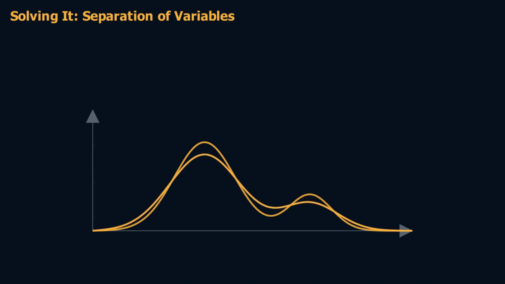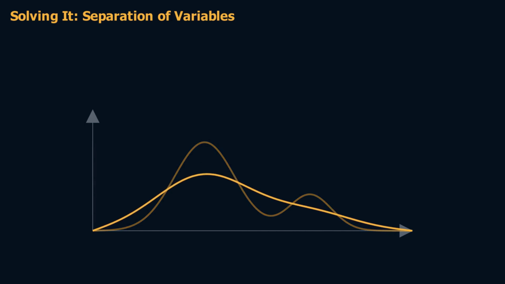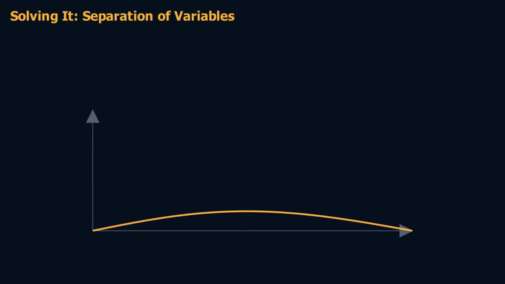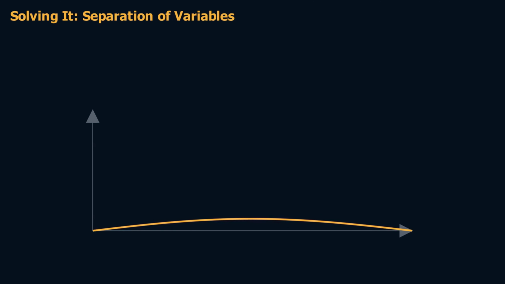The jagged details of the initial condition disappear almost immediately. The profile becomes smooth. And eventually, only the slowest single hump mode remains, fading gently to zero. Diffusion is a filter that erases detail. And now you know exactly why. Mode by mode.